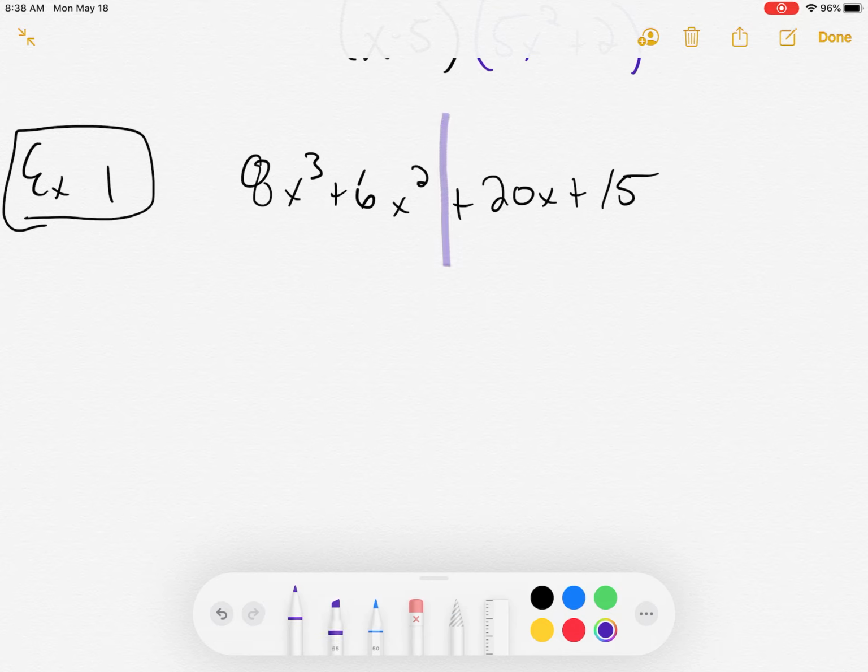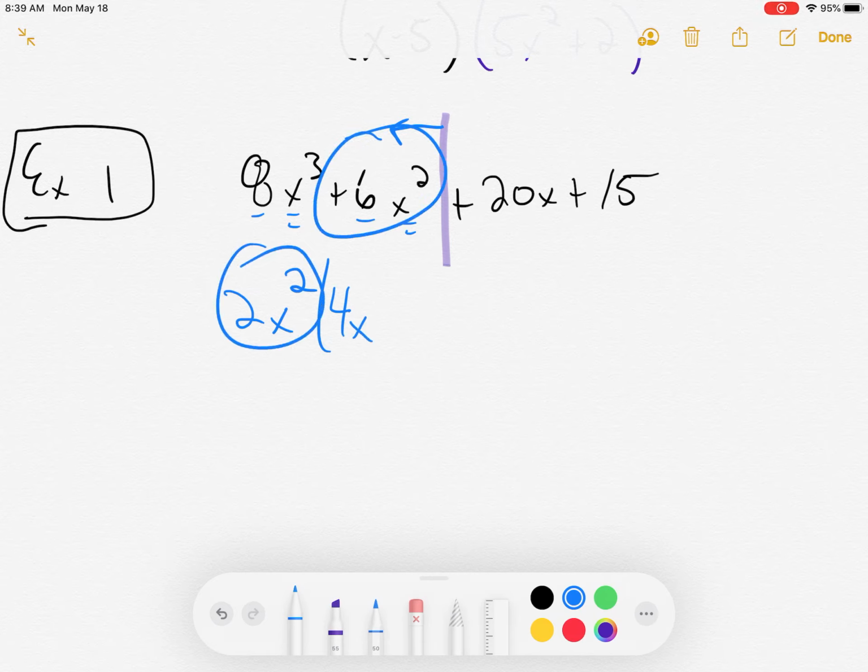Okay, so I'm going to draw a line down the middle in purple, right down the middle after the second term before the sign of the next one. I'm going to factor out a GCF to the left. So we got to think 8 and 6. What number goes into both 8 and 6? Well, 2 does. Now, x to the third, x squared. I can take at least out an x squared. Now what's left over? 8 divided by 2 is 4. X to the third divided by x squared: you have 3 x's, you take out 2, you're left with 4x.